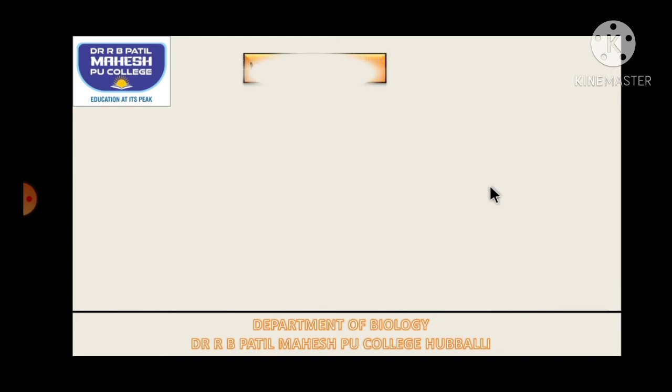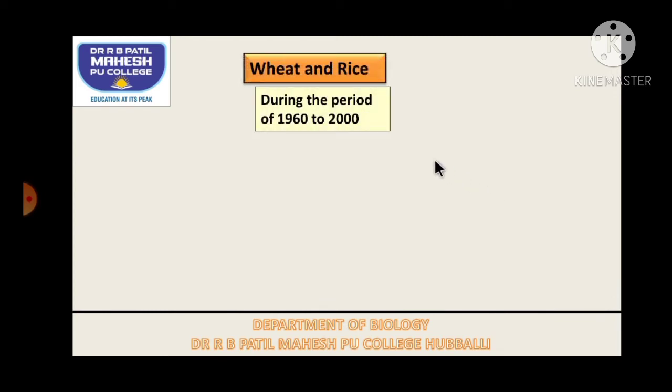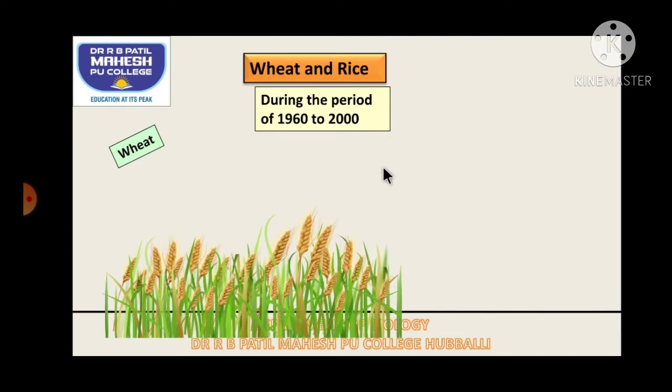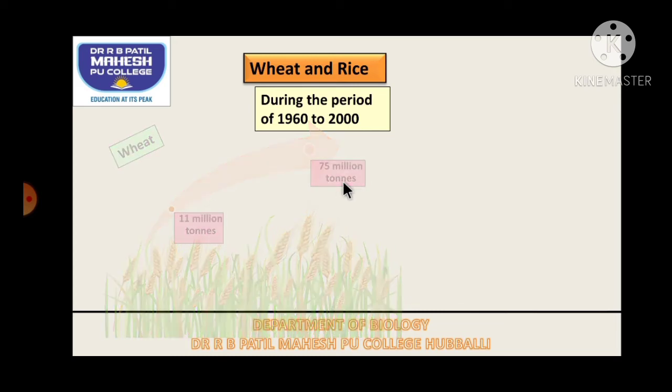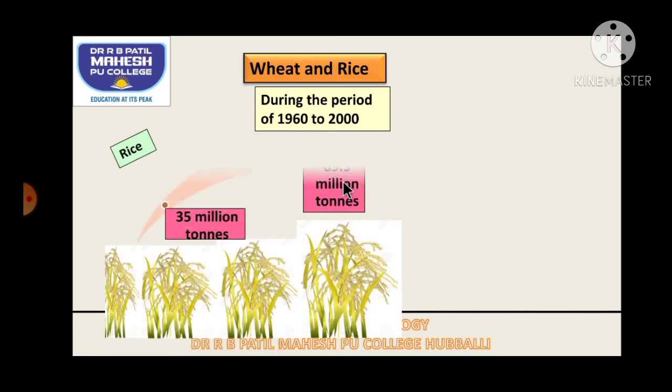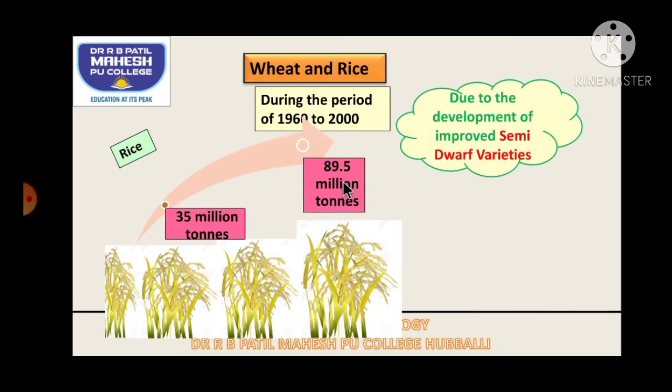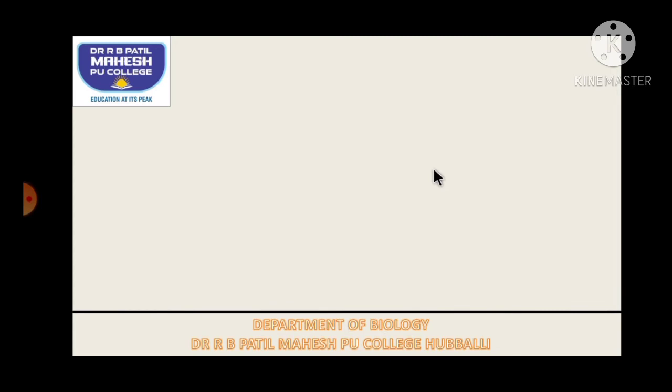The credit of the Green Revolution directly goes to the development of wheat and rice during the period of 1960 to 2000. In wheat production, during the period from 1960 to 2000, wheat production increased from 11 million tons to 75 million tons. And with respect to rice also, we have had a drastic change. The yield increased from 35 million tons to 89.5 million tons due to the development of improved semi-dwarf varieties of both wheat and rice.